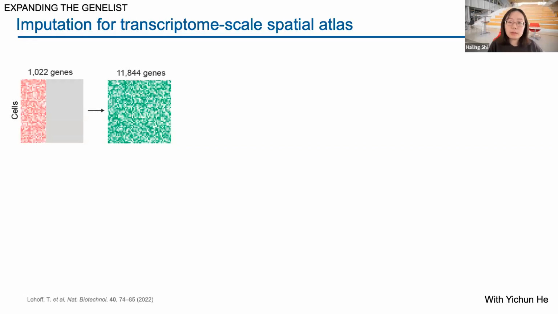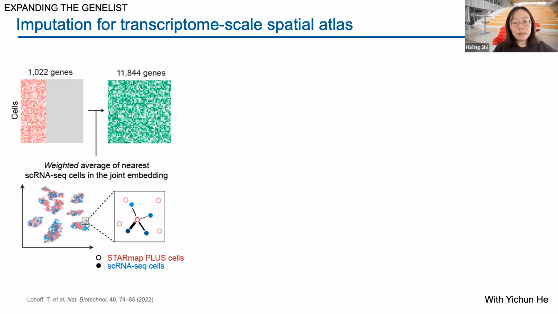Also, STARmap PLUS is a targeted sequencing approach. We were able to expand the gene list and predict transcriptome-wide spatial gene expression in single cells. This is done by integrating with a paired single-cell RNA-seq dataset and gene imputation. Briefly, in this joint embedding space of the two datasets, for the STARmap PLUS cells, the spatially mapped cells, its transcriptome-wide expression is imputed as a weighted average of the nearest neighbors from the single-cell RNA-seq dataset.